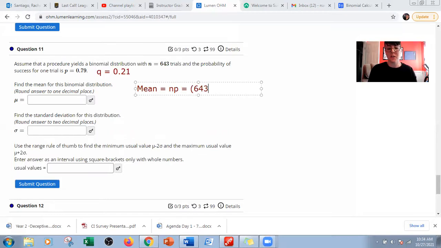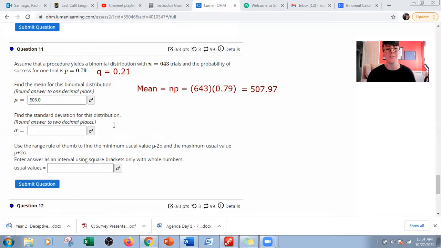So 643 times 0.79. What does that give us? Let's punch this in. And it says round answer to 1 decimal place. So what would you say in this case? 508.0. Yeah, I would too. 508.0. I'm going to write here for everyone watching the video that when we punch this in, it gave us 507.97. And if we round to 1 place after the decimal, that's going to go up, which means the whole number is going to go up.